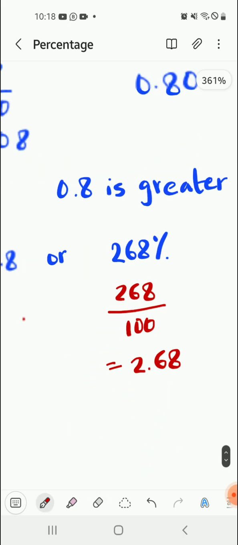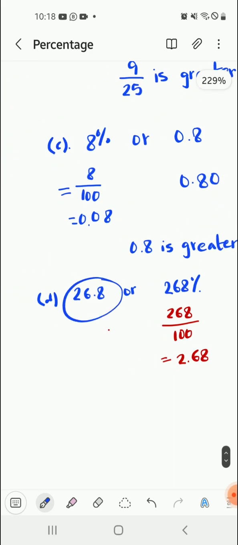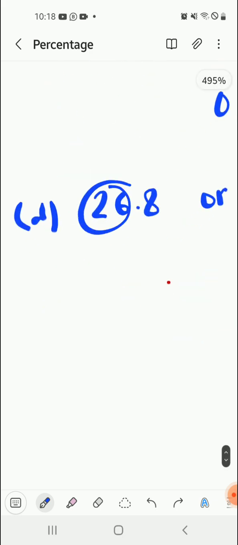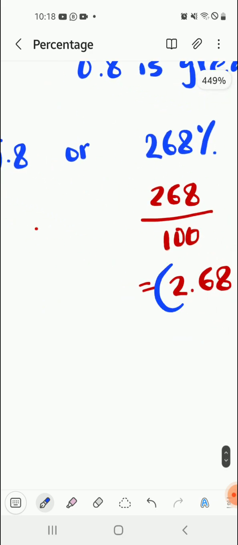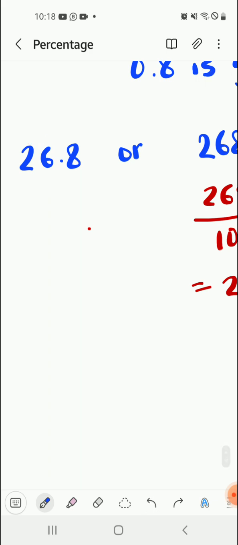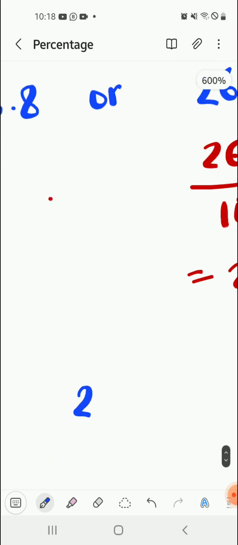Now we are going to compare both the answers. See, here we have got 26.8 and here we have got 2.68. So first we are going to compare the number before the decimal point. Here we have got 26 and here we have got only 2. So obviously 26 is greater. So I am going to write the answer that 26.8 is greater.